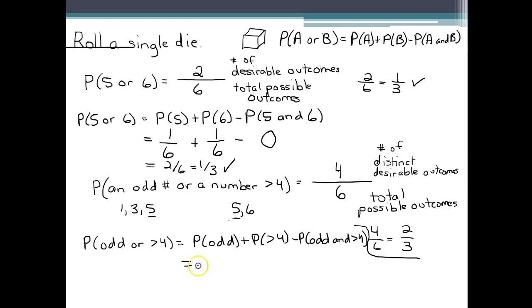Okay, so probability of rolling an odd. You can roll a 1, a 3, or a 5. So that's a 3/6 probability. 3 out of 6 rolls should land on an odd.